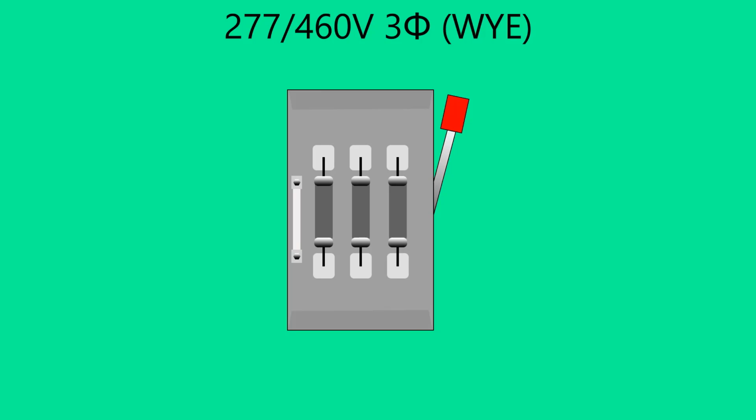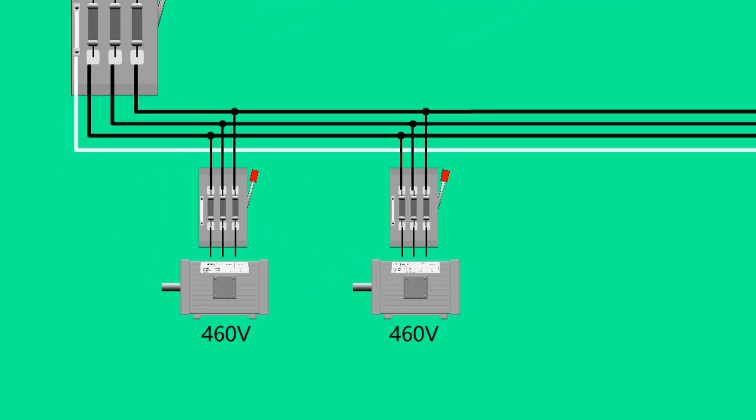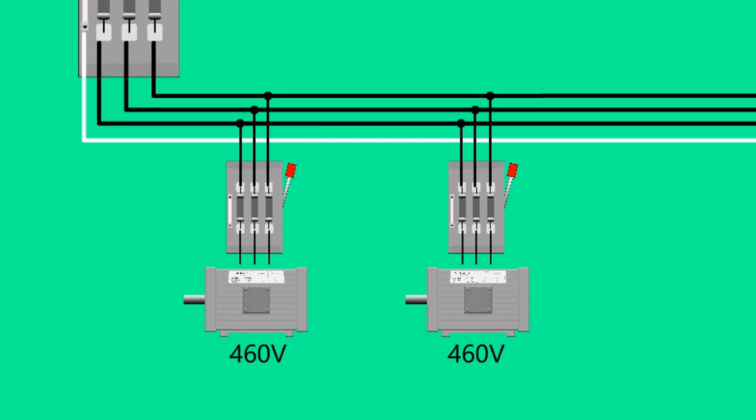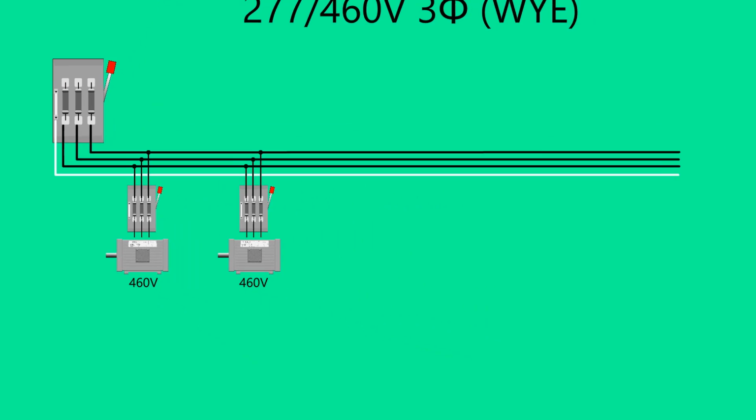Let's examine how the 277/460 volt system is typically distributed in an industrial premise. The voltage is distributed to all of the industrial motors. Each motor is required to have its own disconnect means and overload protection.